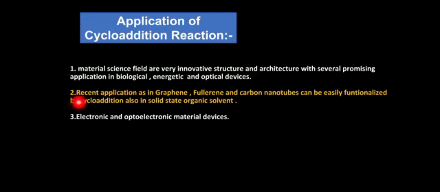One of the best recent applications of cycloaddition reaction is that graphene, fullerene and carbon nanotubes can be easily functionalized by the cycloaddition reaction. Also in solid state, it is used to check solubility. While the third application is in electronic and optoelectronic material devices.